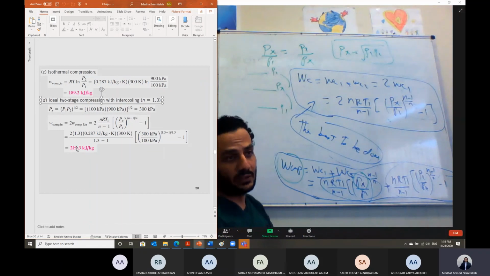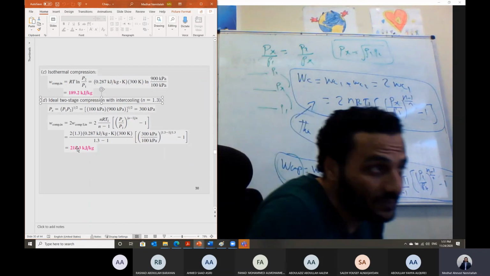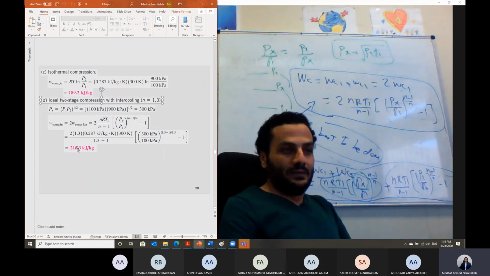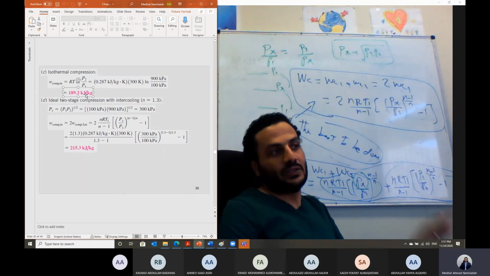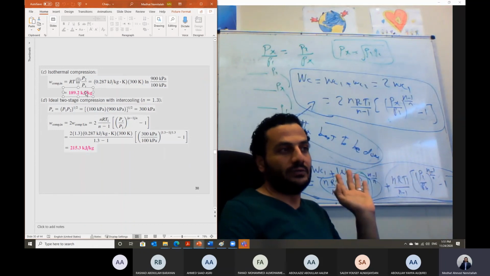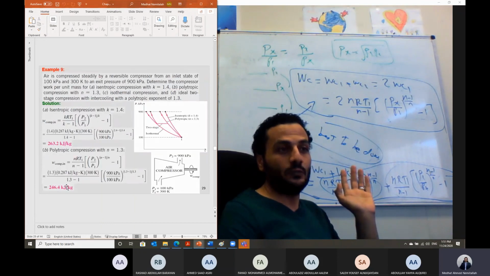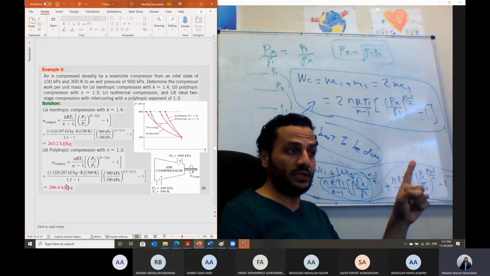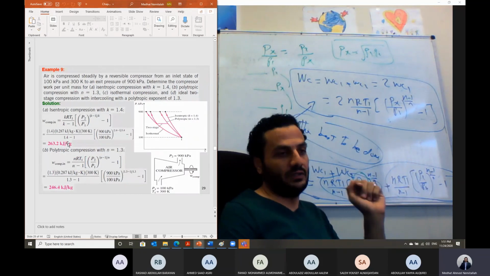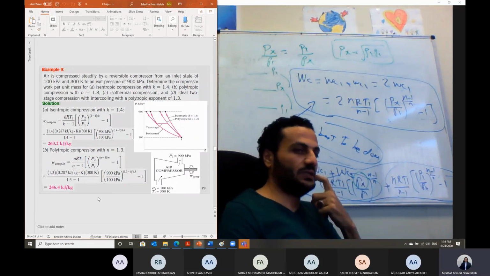Then in this case, we can calculate this work. This work, Shabab, should be what? Should be higher than the isothermal, because we cannot do it. But it should be actually less than the other two cases, when we have polytropic from the inlet to the outlet, and also when we have isentropic. Is that clear, Shabab?